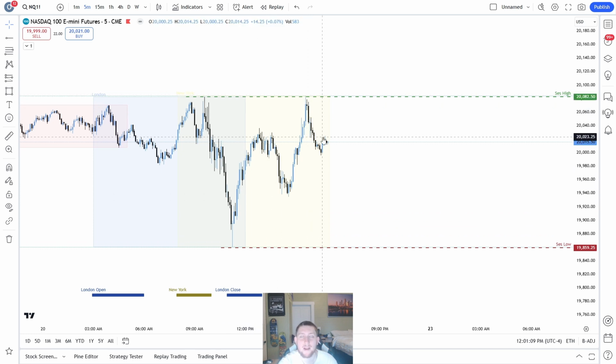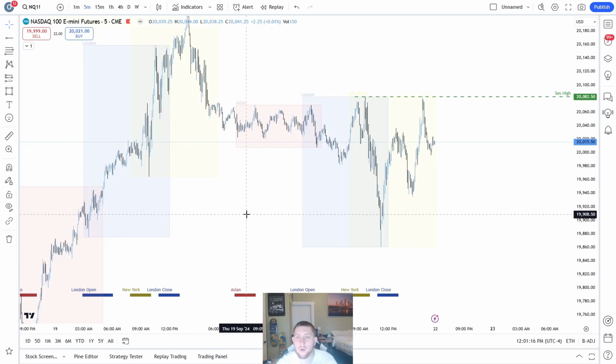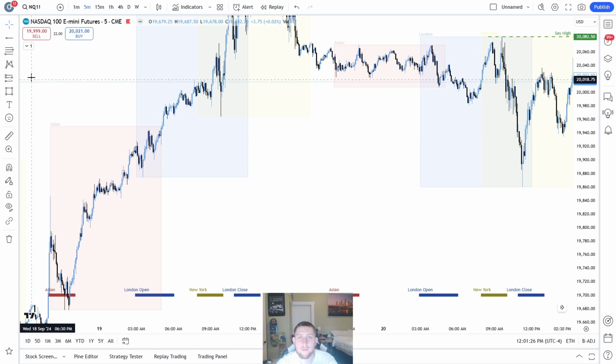Now, we've seen how this level right here was respected. We came, tapped right into it, and then we got that drop down. Let's go ahead and take a look at this session low. We're just going to delete this for now. We're going to go all the way to the previous session. So notice how we have the lowest point between London and New York, like I mentioned.